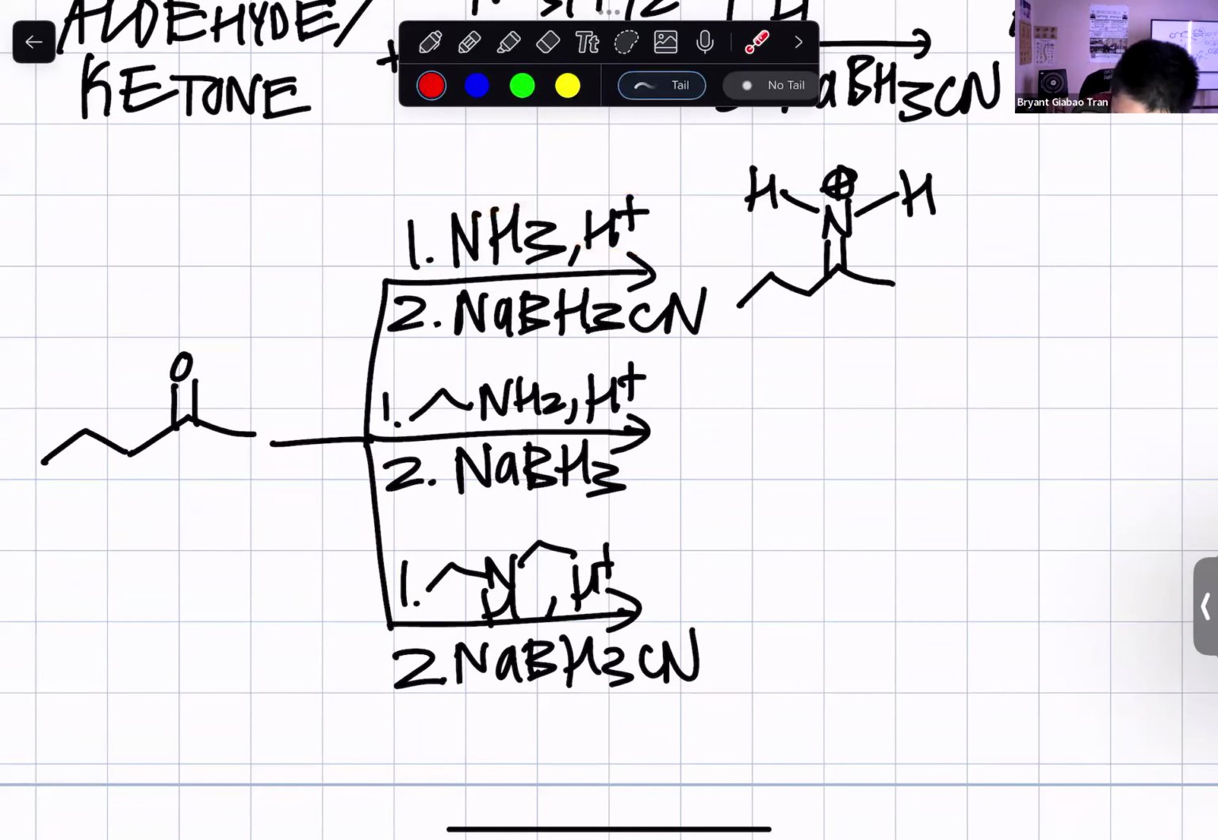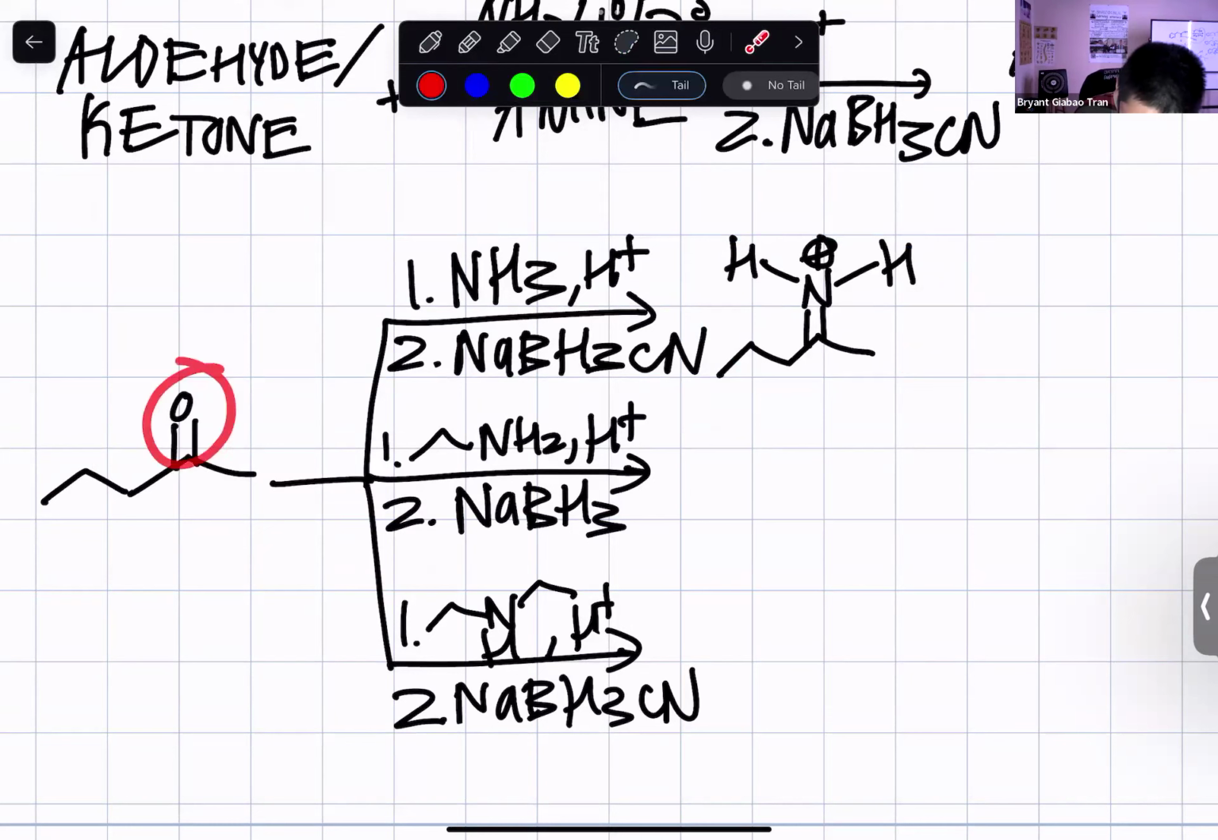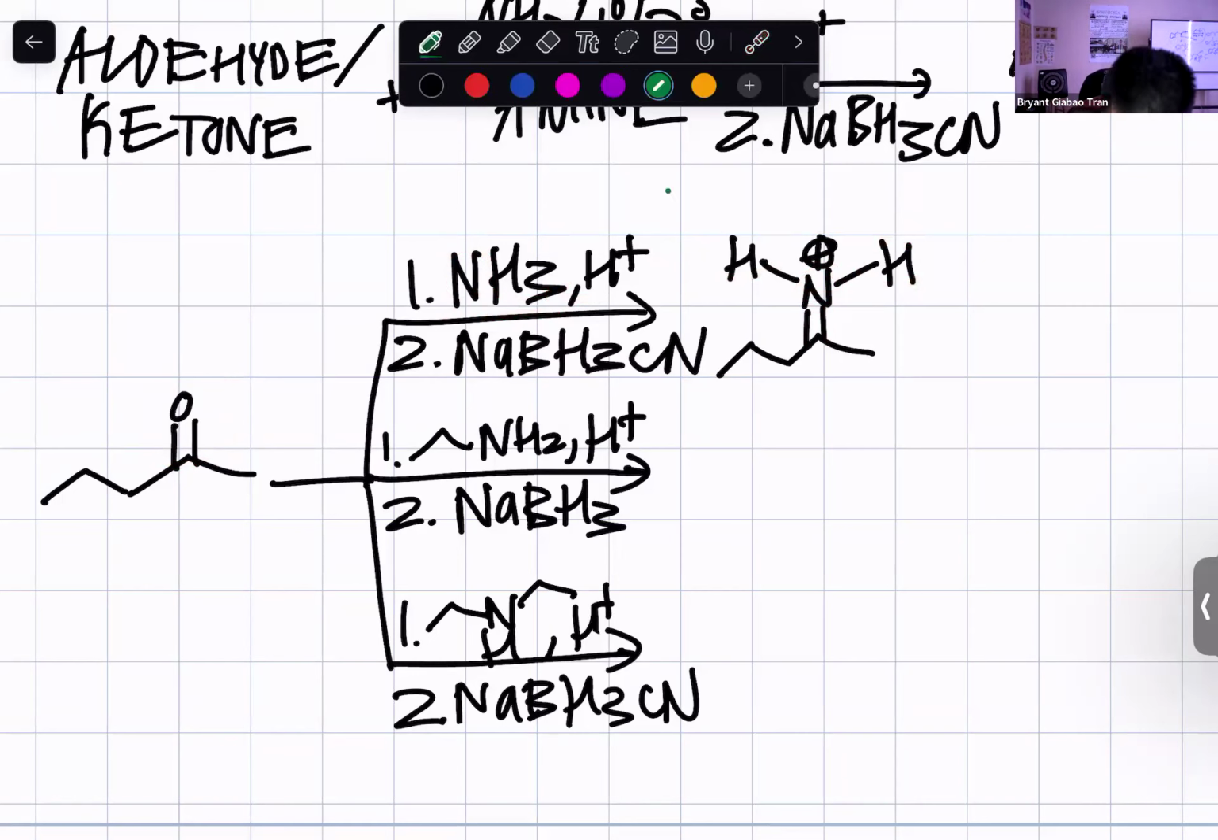So this is the first step right here, where what we just basically did is substitute the carbonyl, the carbon double bond oxygen, with the amine minus 1 hydrogen, right? This carbon is now double bonded to this nitrogen right here. But before it used to have 3 hydrogens, now it has 2 hydrogens like that. This is an iminium ion.